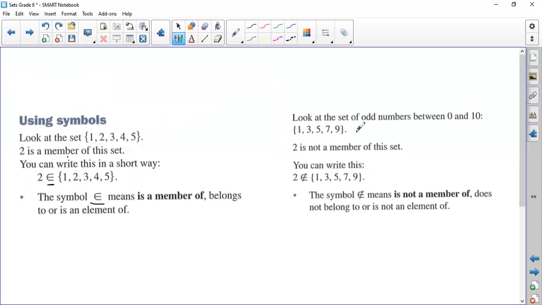This symbol is an important symbol. If we take the set of odd numbers between 0 and 10, which is 1, 3, 5, 7, 9, 2 is not a member of this set. So we can show it by using this symbol: 2 is not an element, not a member of the set 1, 3, 5, 7, 9. It means we put a line through it, like equal and not equal.